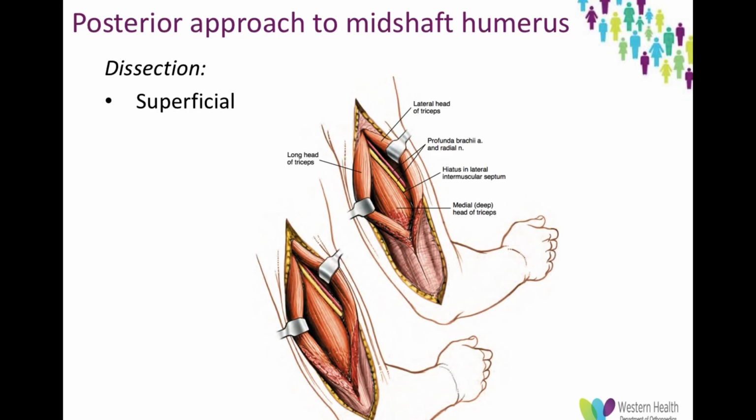So the superficial dissection involves incising the deep fascia of the arm in a longitudinal fashion down the midline, and then identifying the gap between the lateral and long heads of triceps. Proximally, that can be achieved with blunt dissection between the long head medially and the lateral head laterally, but distally often you require sharp incision through the muscle there, as you can see in the diagram.